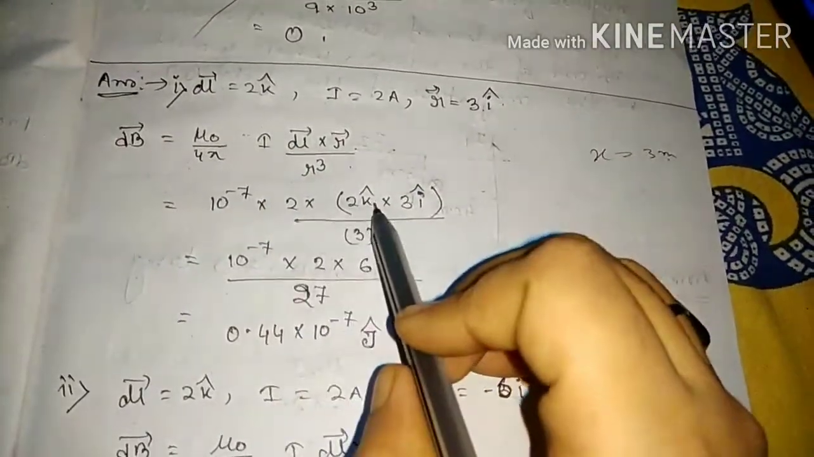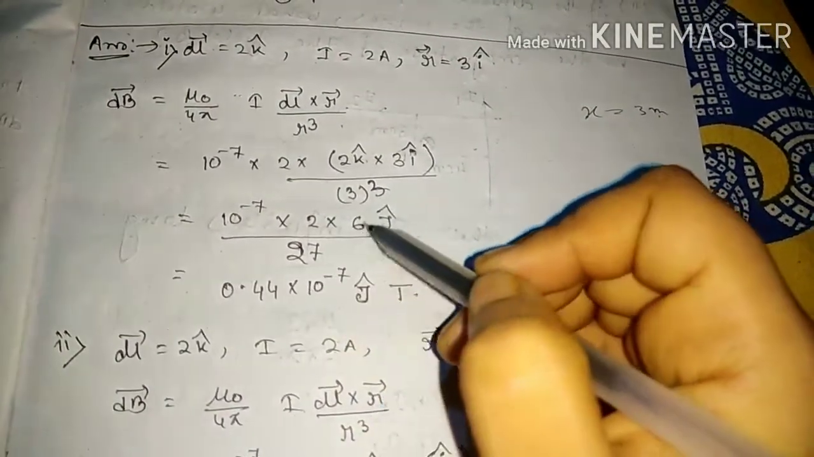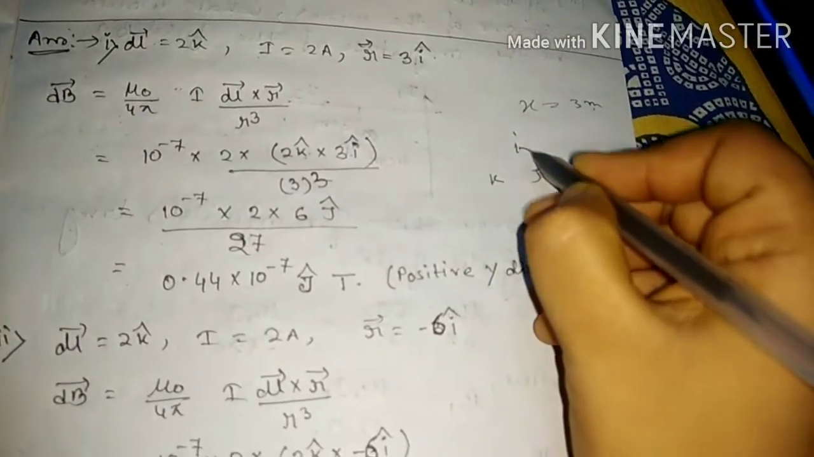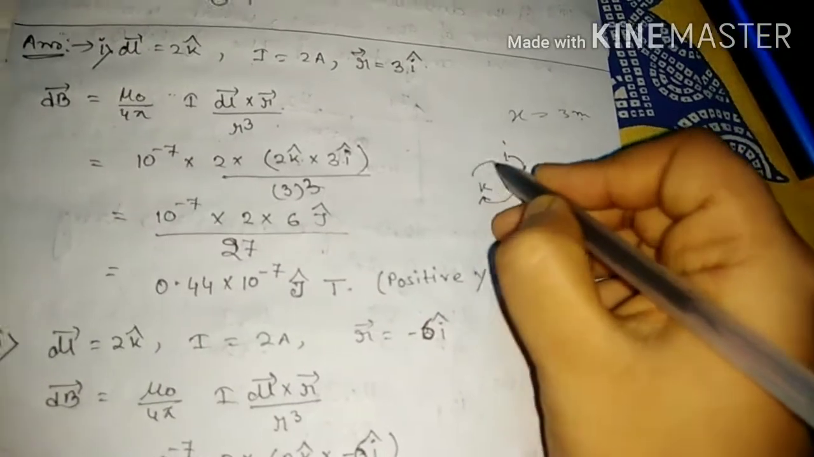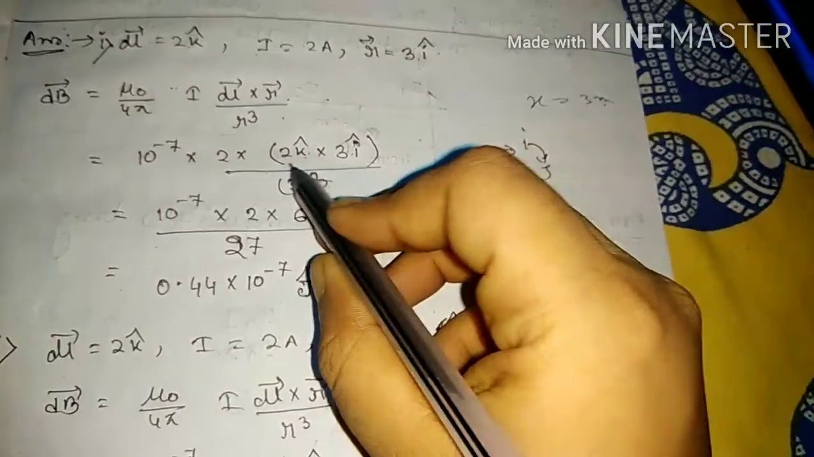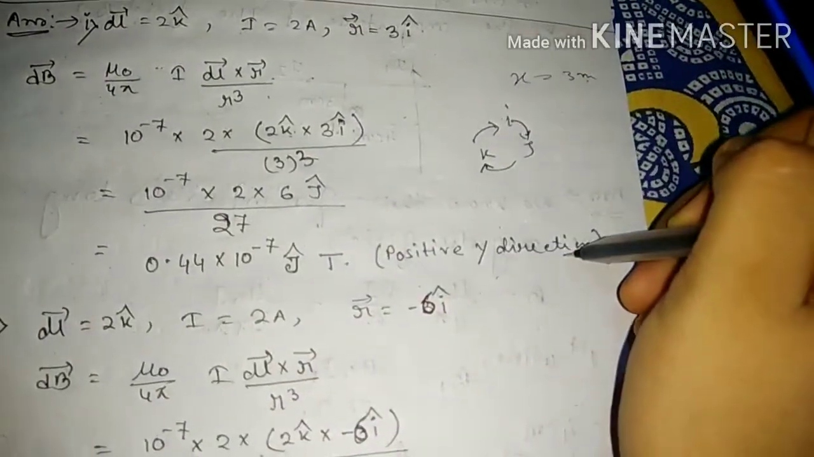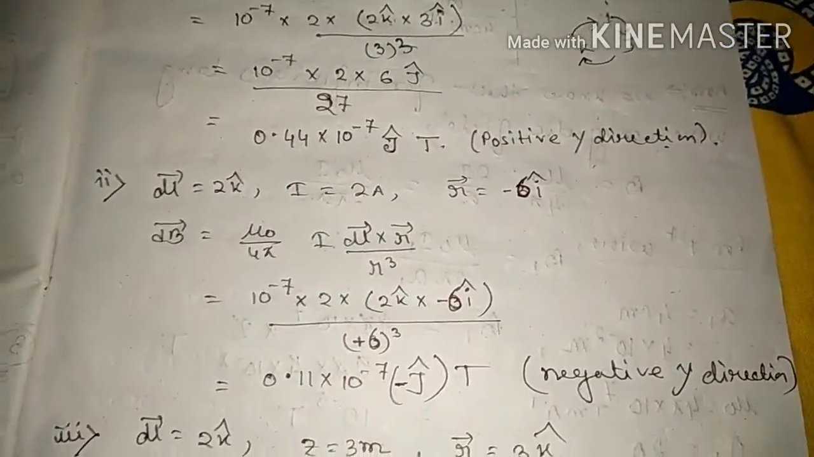So dl is 2k hat, r is 3i hat, divided by r cubed. So we get k cross i. i cross j means k hat, j cross k means i hat, k cross i means j hat. So k cross i will be j hat, and this is the positive y direction. J hat means positive.